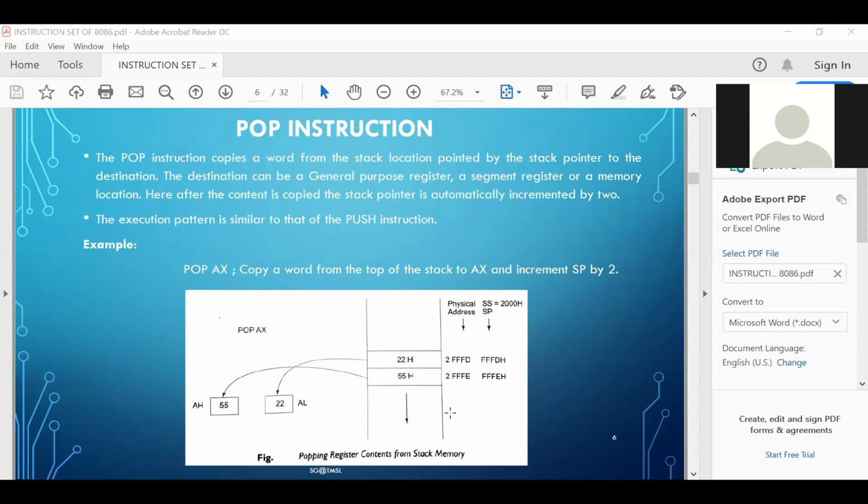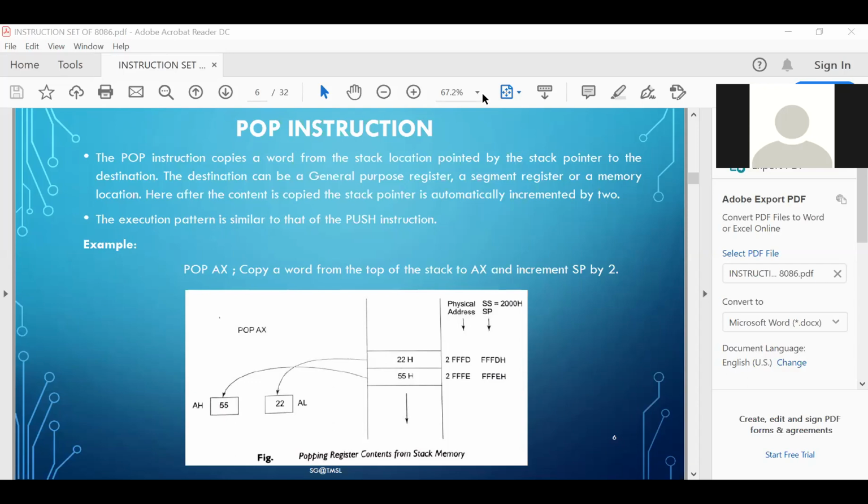So when the push instruction is used, the stack pointer will be decremented by 1. When the pop instruction is used, the stack pointer memory location will be incremented by 1. So after each push and pop operation, the stack pointer will be either decremented by 2 or incremented by 2 respectively, for push and pop operation.